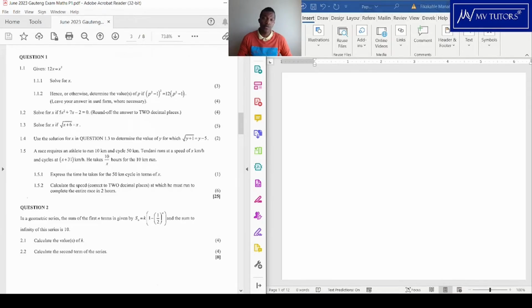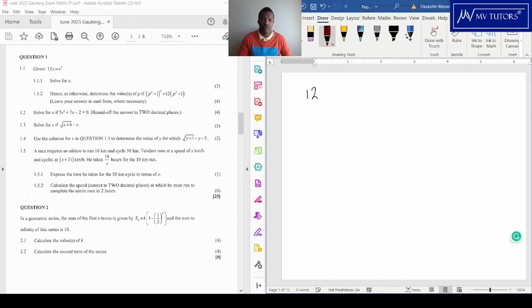We're going to start with paper number one, question one. Well, let's get right into it. The first one says solve for x, given 12x is equals to x squared.